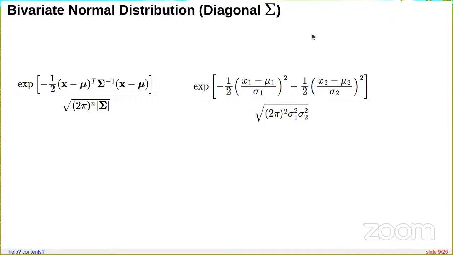Any questions regarding this? N being the number of features. Yeah, N is the number of features. Here we have only 2 of them, so this becomes 2 pi whole square, and the determinant is this. So we have divided by standard deviation as well: x1 minus mu1 by standard deviation.